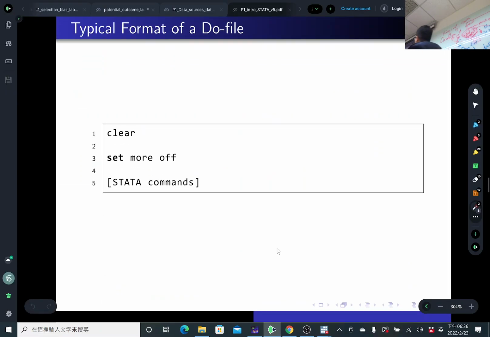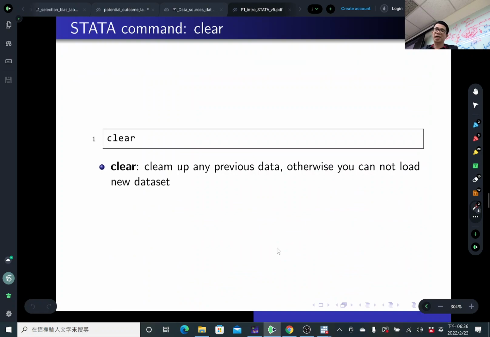So the typical format of a do file is like this. You will have clear, because you might already have some data set stored in Stata and you want to clean it. And then you will type set more off, and I will explain what this is. And then you will type your own data commands later. So the first command is clear. It cleans up any previous data. Otherwise, you cannot load a new data set.